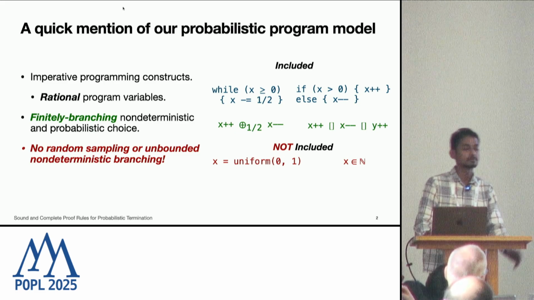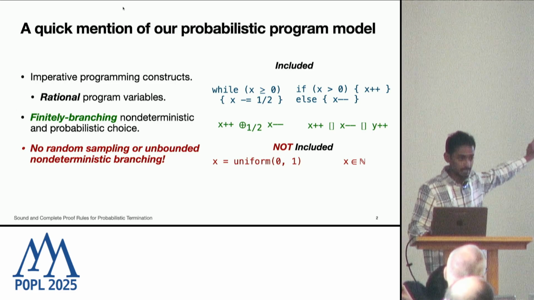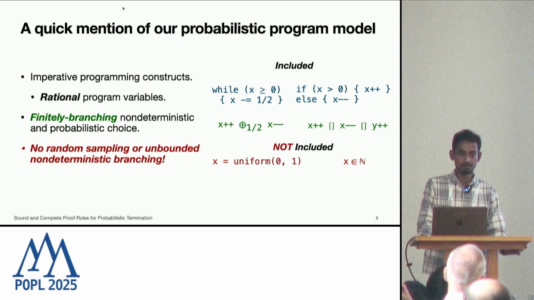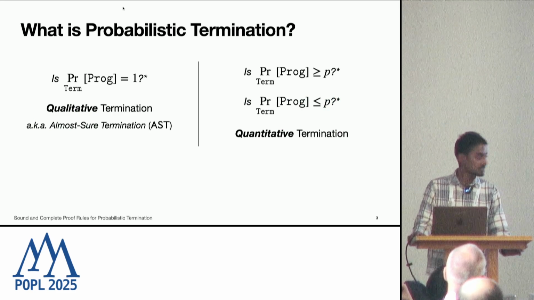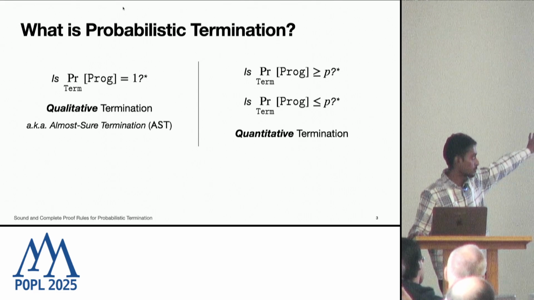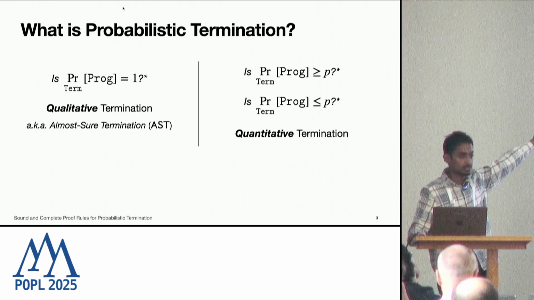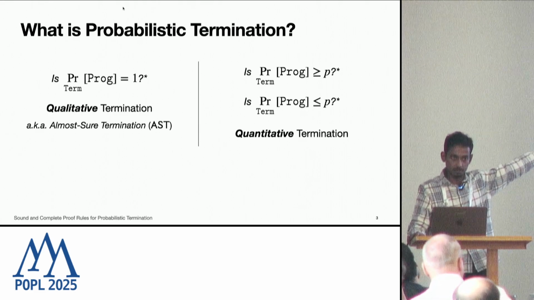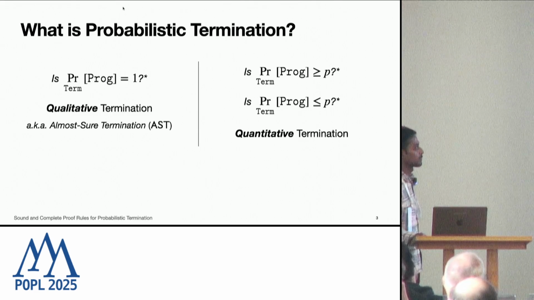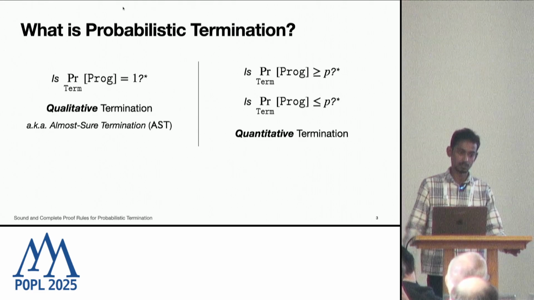So in this model, we're interested in the termination question. And what is termination in a probabilistic sense? Well, we studied two notions of termination. The first is what we call the qualitative notion of termination, where we ask whether the probability with which a program terminates is 1. And the second notion is the quantitative notion, where we ask for proofs of lower bounds and upper bounds on the probability of termination.